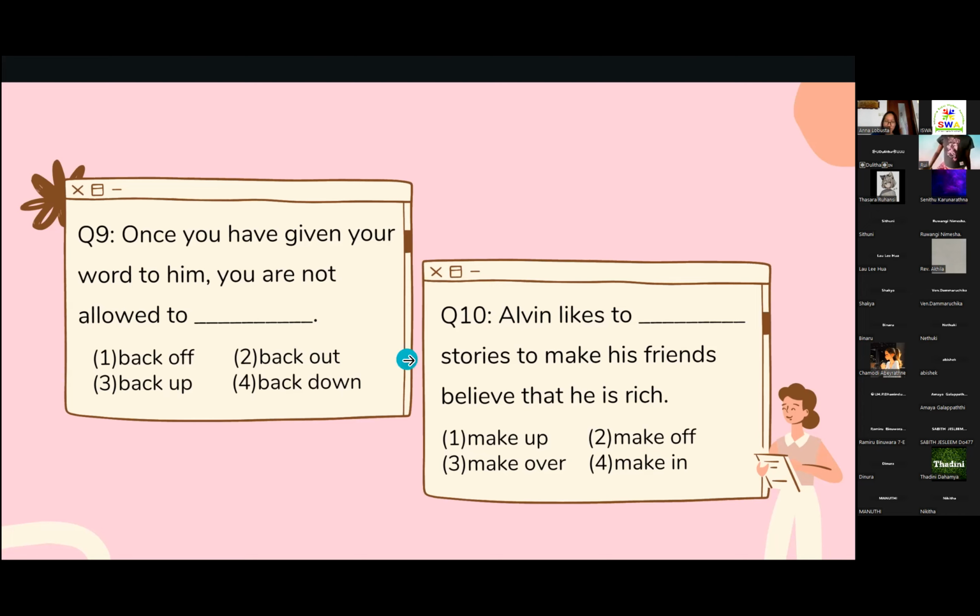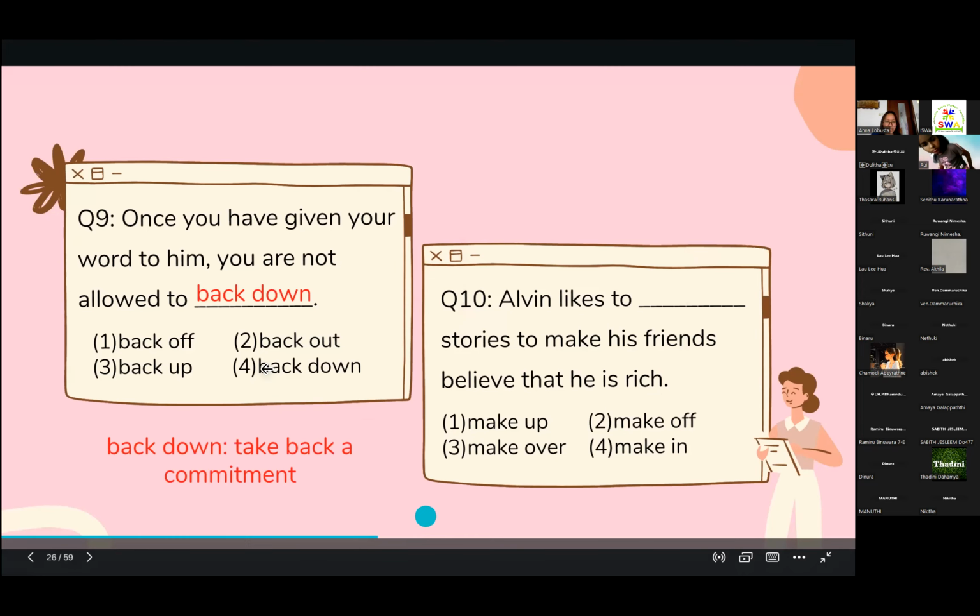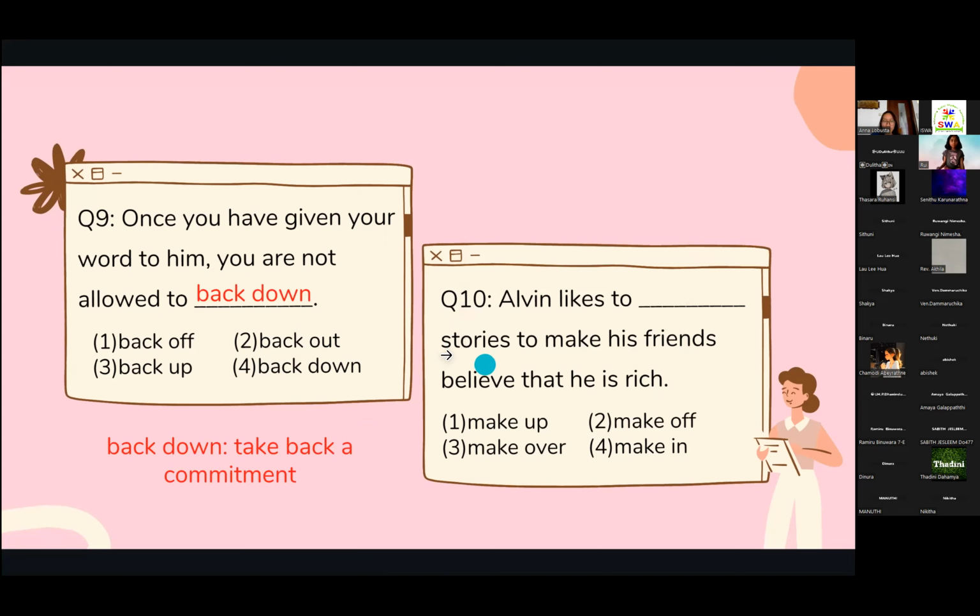Okay, thank you all for your answers, but the correct answer is actually to back down. So I see some of you have put number 1, back off. So back off is another phrasal verb, but it can't be used in this context. Back off is used, for example, when somebody is coming towards you but you don't want them to, you can say back off. So in that context, back off will be the correct word instead of back down, if a stranger is coming towards you.